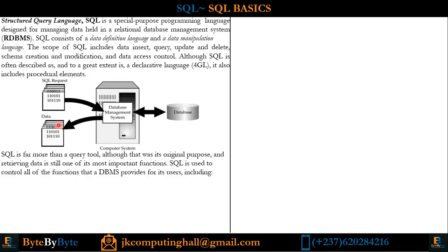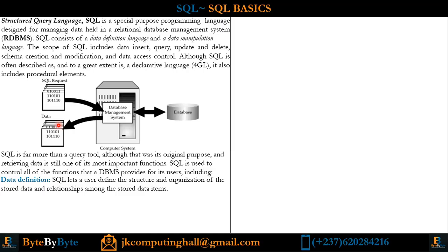SQL is used to control all of the functions that a DBMS provides for its users, including data definition. That is, SQL lets a user define the structure and organization of the stored data and the relationships among the stored data items. For those of you used to performing relationships, especially advanced level ICT students, you are required to carry the primary key and put the foreign key, enable referential integrity and all the rest. But when it comes to SQL, just through the code, relationships are automatically created. We are going to look at that.